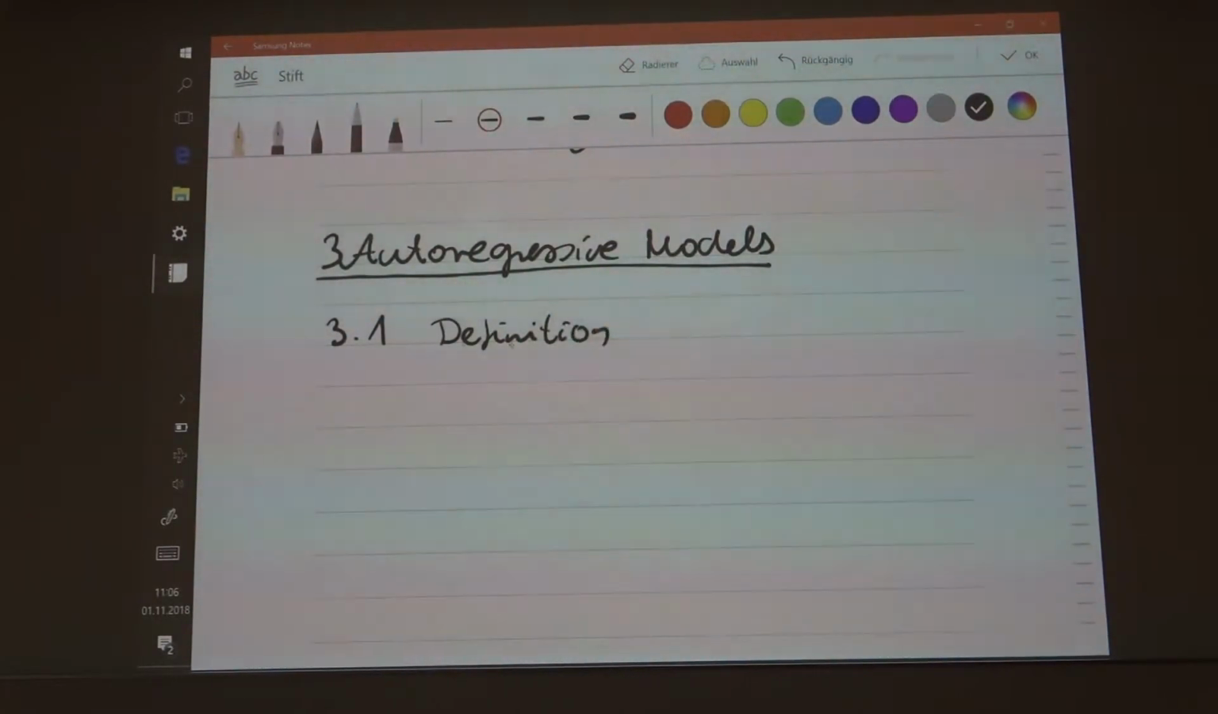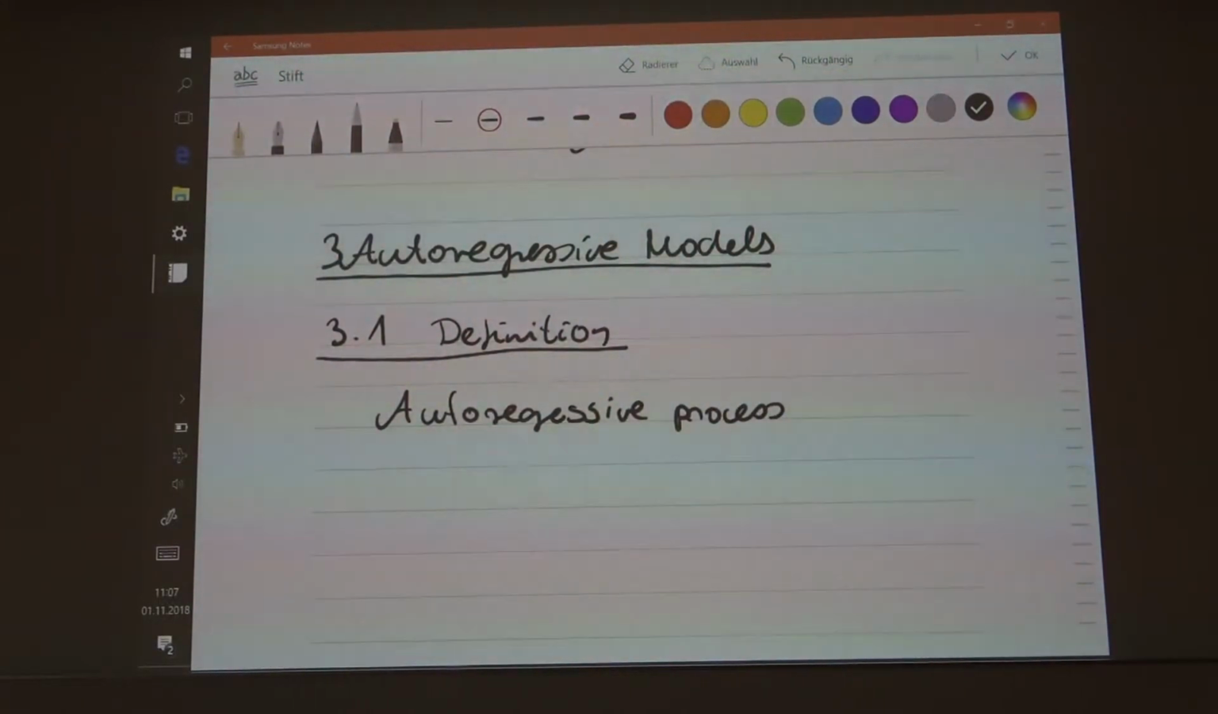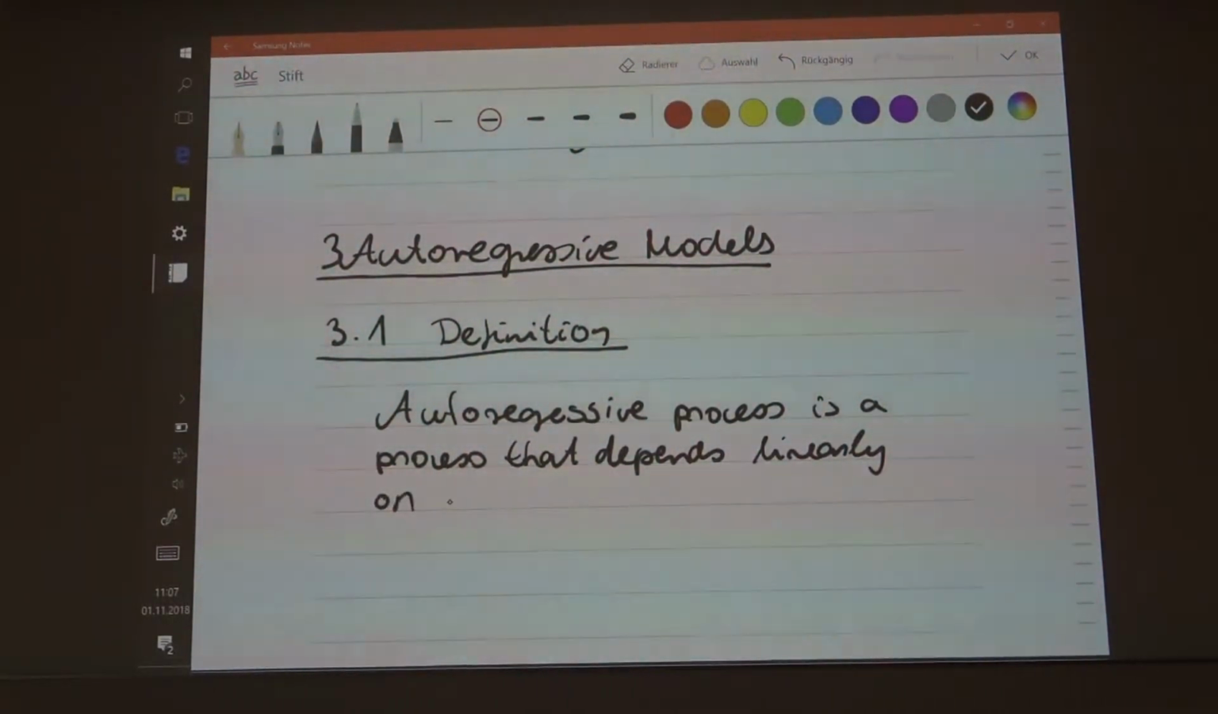Now, basically, what you have for an autoregressive model is that this is a stochastic process that depends linearly on its own previous values. Okay, so an autoregressive process is a process that depends linearly on its previous values, on its own previous values.